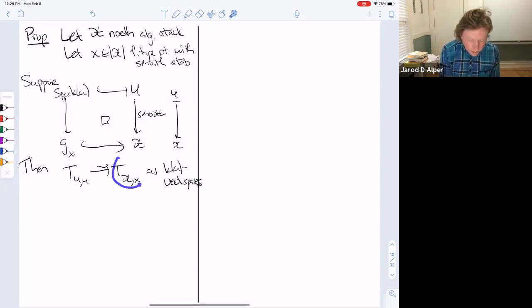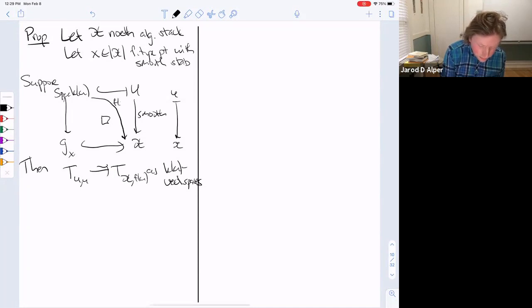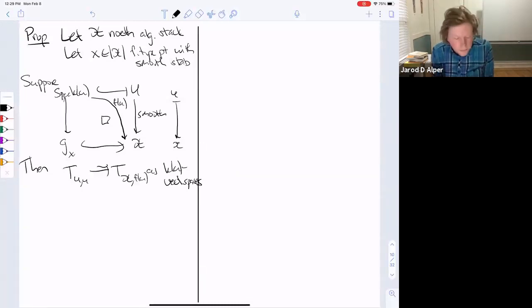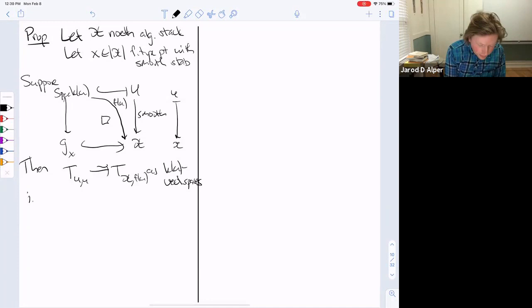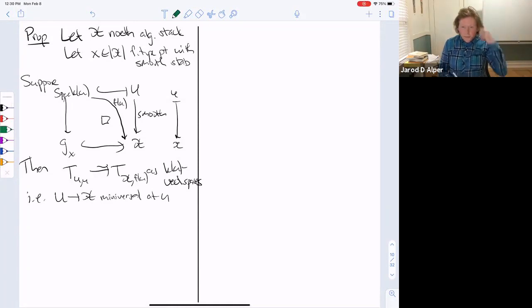Technically, when I say the tangent space of X at x, I mean of the composition. Maybe I shouldn't say of X, I should just say f of u, where f of u is this inclusion here. And this was exactly our definition of miniversal. So in other words, U to X is miniversal at u. So we need to prove this.